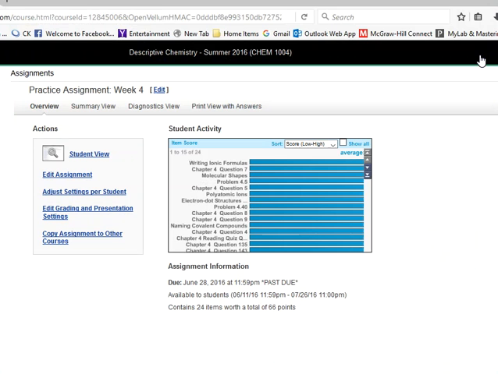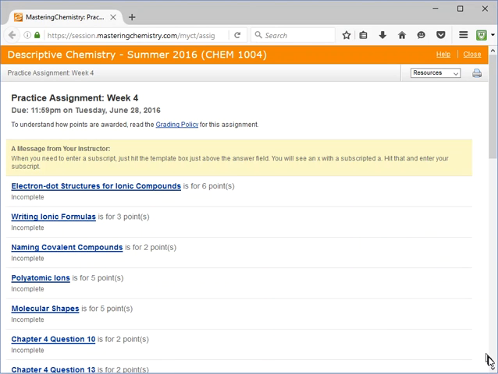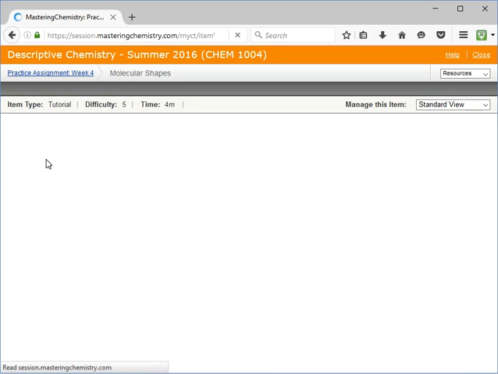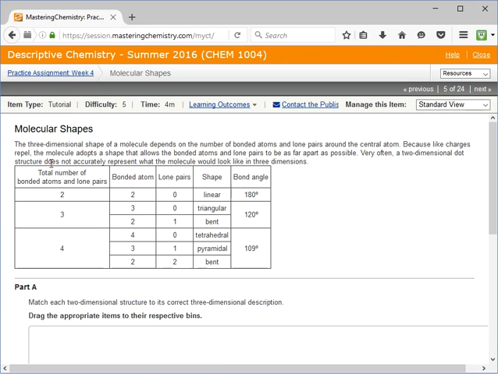And then if we look at molecular shapes for a minute, in the molecular shapes problem, right up in here, ooh, that was worth a lot of points. Molecular shapes, the three-dimensional shape of a molecule, known as tutorial type. I kind of like those in the practice assignments because it helps you build that up a little bit, I think, and understand it better.